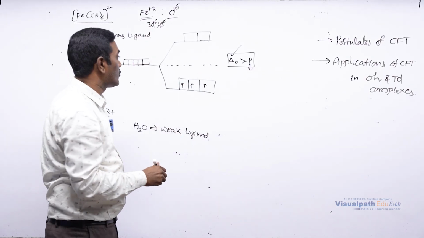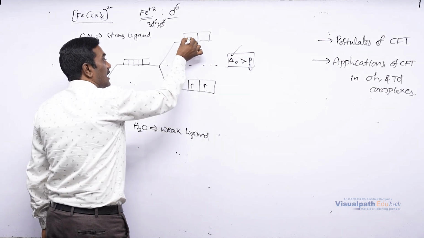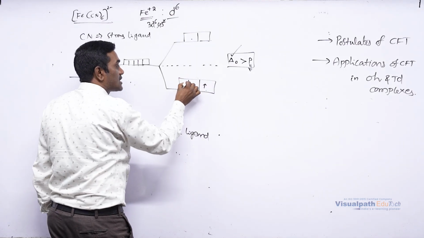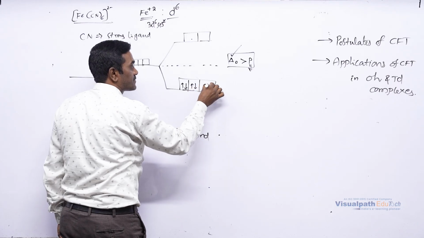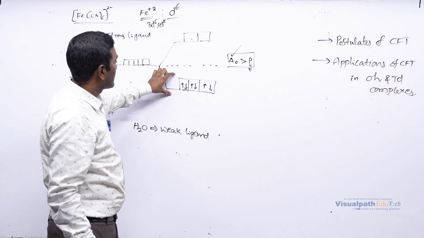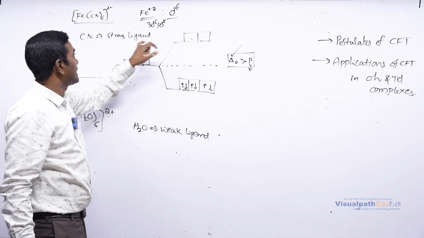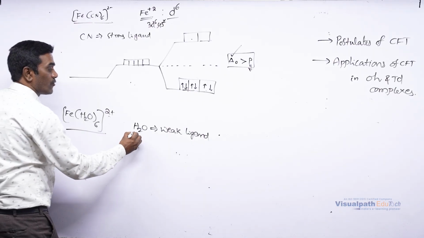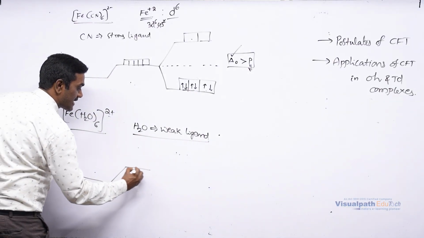As its splitting is more, the next electron cannot enter into this particular one, and this will undergo pairing, right? So this is the arrangement of electrons of the d6 whenever the strong ligand is there. Now moving on to the weak ligand in the same way. So I am going to take the barycenter again here.